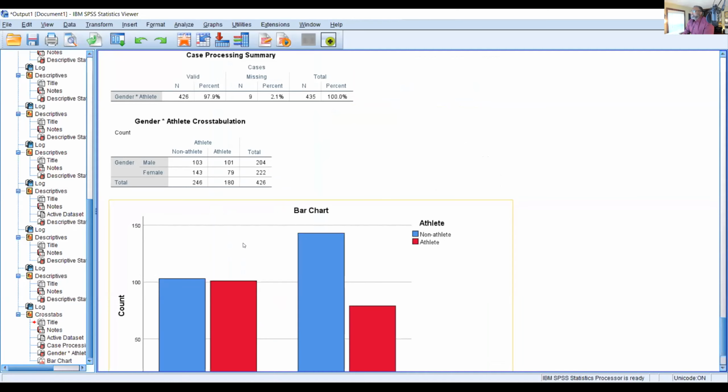So basically, what we wanted to see was just to break down an athlete. So, how many non-athlete males do we have? 103. Okay. And how many athlete females do we have? 79. All right. How many total females do we have? 222. So we have more females than males. You could probably write up a paragraph just describing these data.